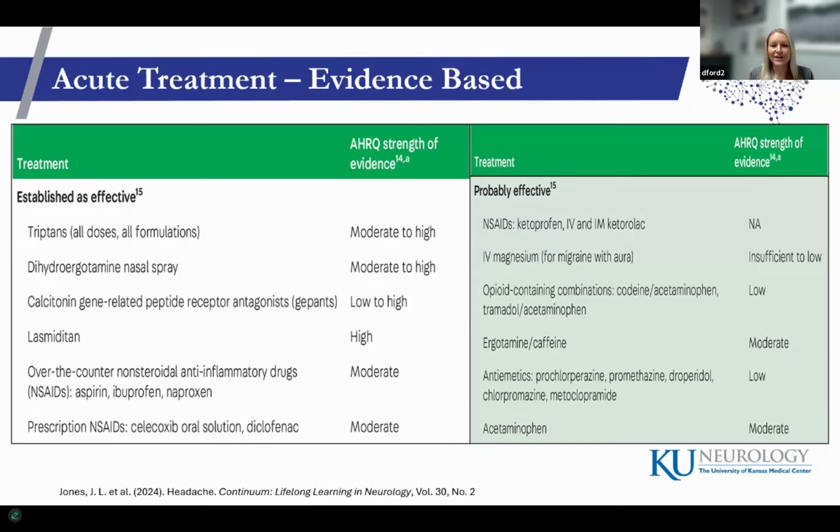But the old tried and true are on there, the NSAIDs. So we still say those work pretty well. And then on the IV magnesium, I always like to put that in there because we use that a lot in the outpatient world and inpatient world. And there is low evidence for it. But when you look at it over the continuum, it's actually really safe. And it does help significantly with the aura for a lot of folks if aura is their predominant symptom.